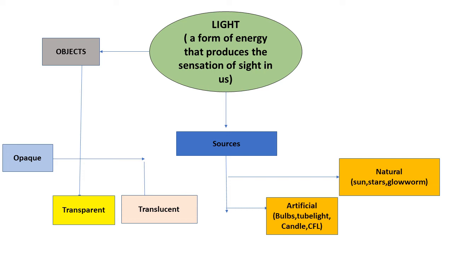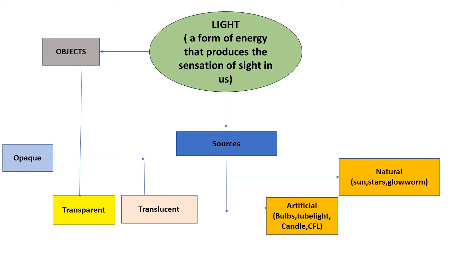Next is translucent object. An object that allows only a part of light to pass through it is called a translucent object. Some examples are ground glass, butter paper, a tissue paper, a waxed paper. All these are the examples.